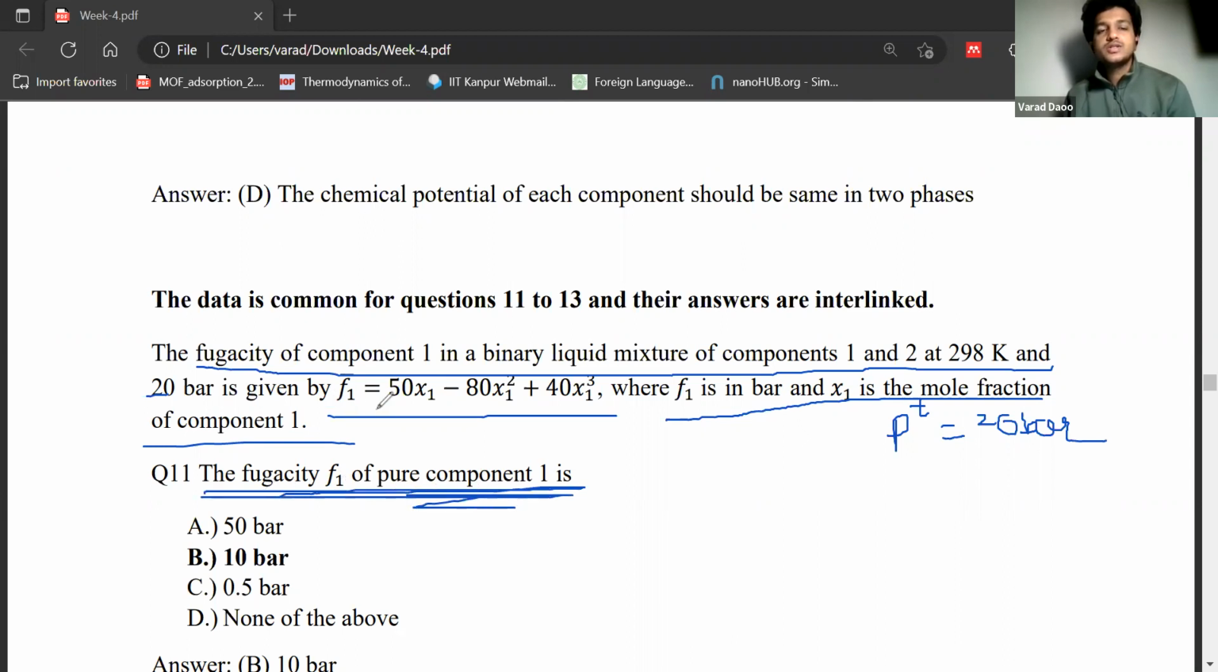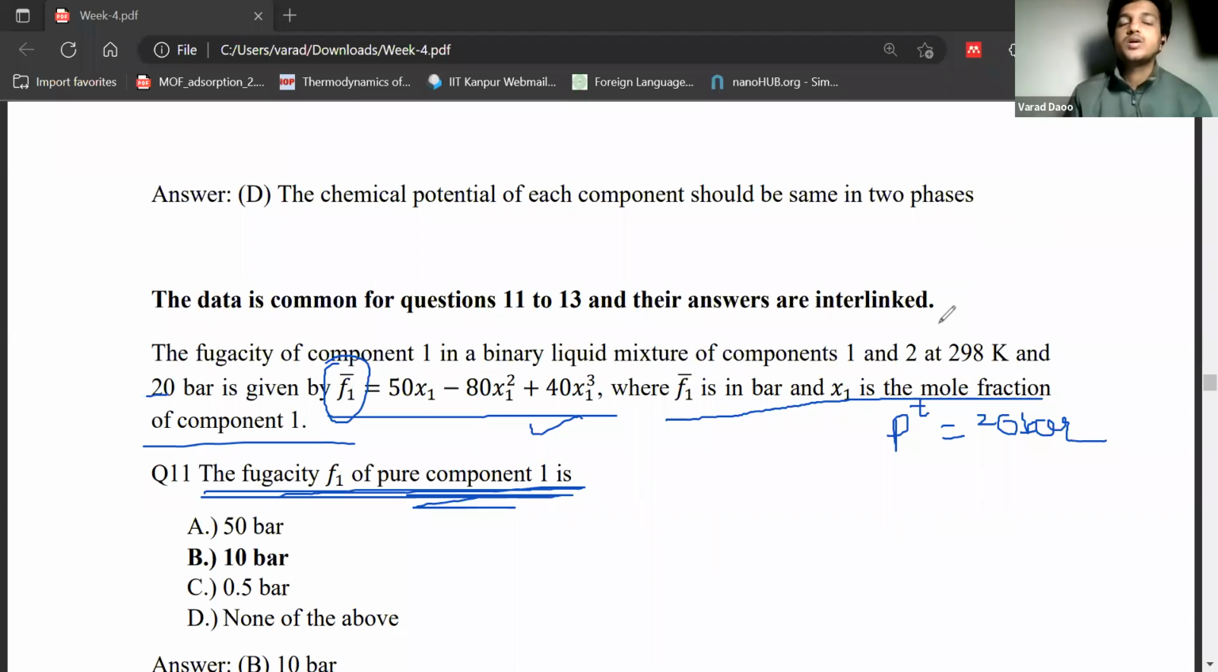So this is F1 bar, the fugacity of component 1. You can basically say partial molar fugacity. So the fugacity of component 1 in a binary mixture is given by this expression. Now at the same conditions of temperature and pressure, if instead of a binary mixture we had only pure component 1, what is the fugacity of that component is what they are asking.